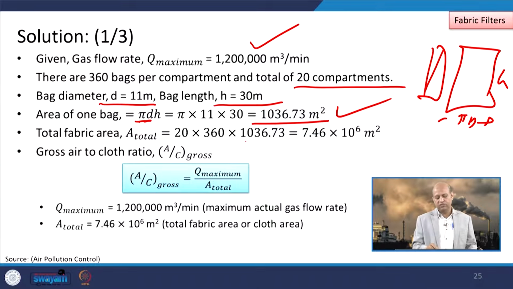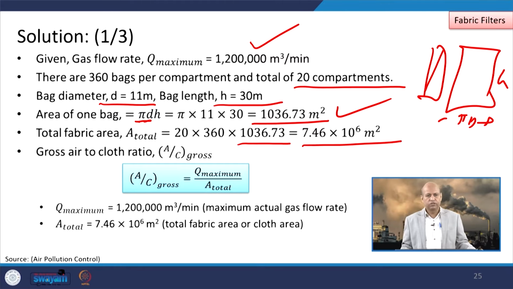Then total fabric area, because 20 compartments are there, one compartment has 360 bags. So, 20 into 360 into 1 bag's area, which we just calculated. So, it is around 7.46 into 10 to the power 6 square meter, okay.